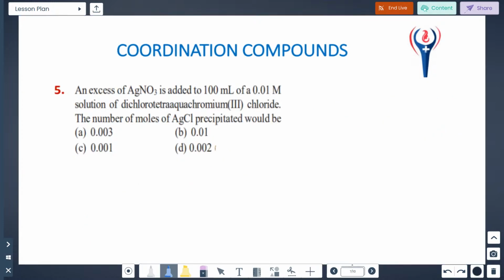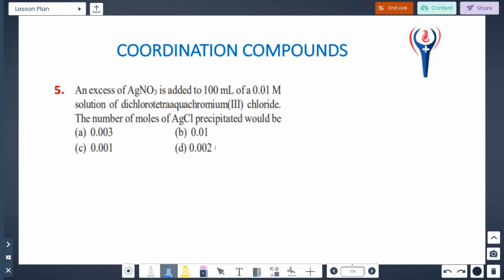An excess of AgNO3 is added to 100 ml of 0.01 molarity solution of dichlorotetraaquachromium(III) chloride. The number of moles of AgCl precipitated would be, they are asking. Okay, if you add AgNO3, only one chloride is outside the bracket, so one mole will be precipitated.